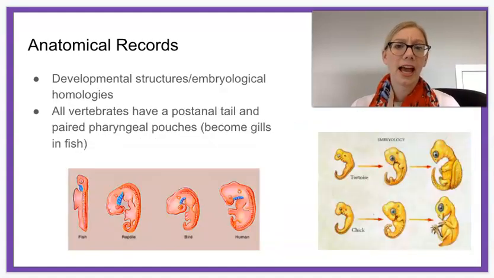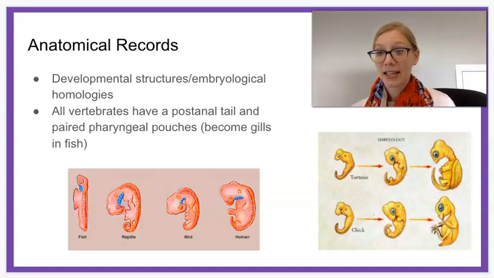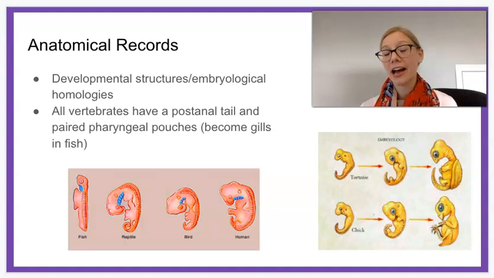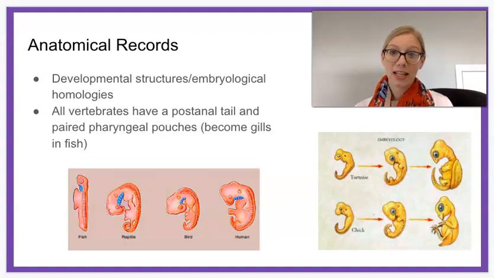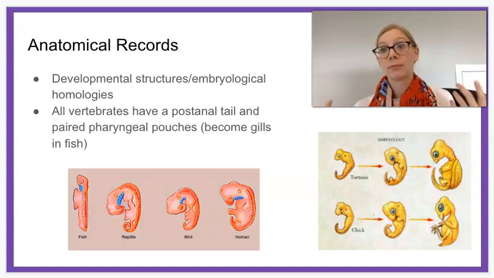We can also look at how organisms develop, right, or embryological homologies, things that they have in common. When we look at how all vertebrates develop, we notice some commonalities in the embryos as they develop. How do they look the same, even just from looking at these pictures? And that suggests that maybe they have some common ancestors.